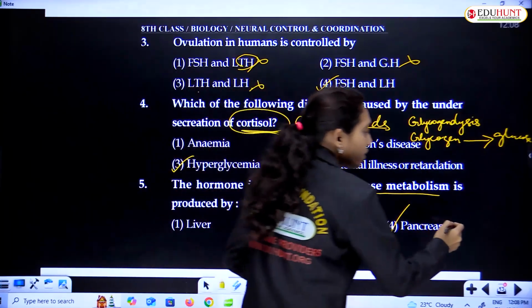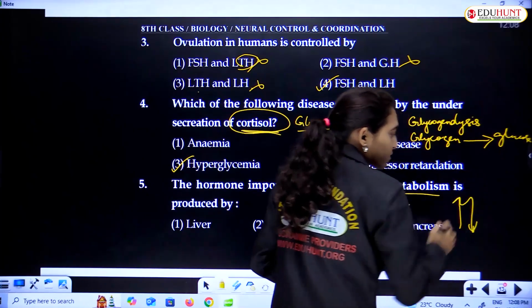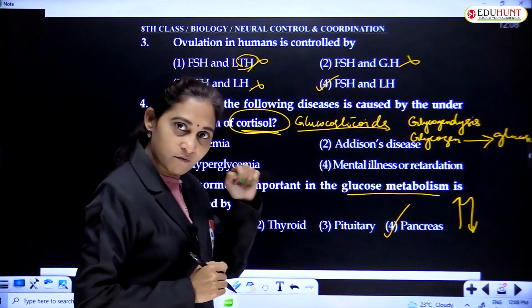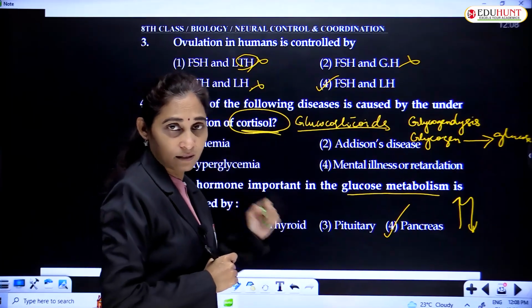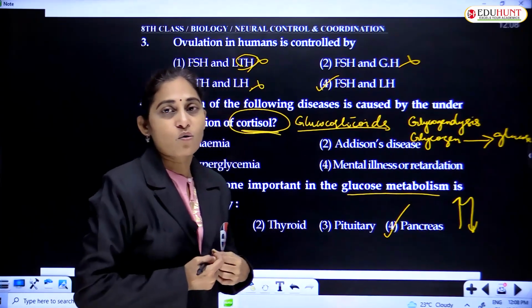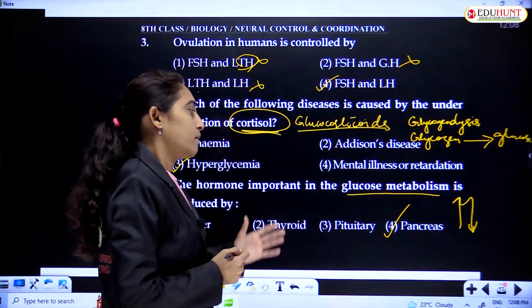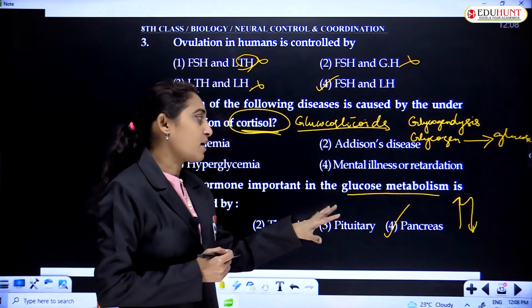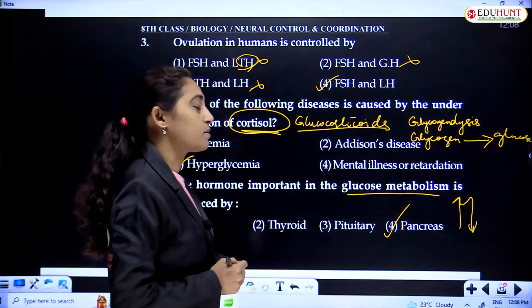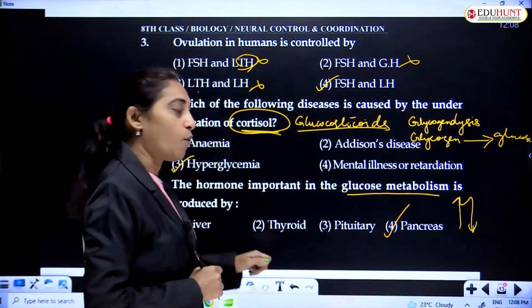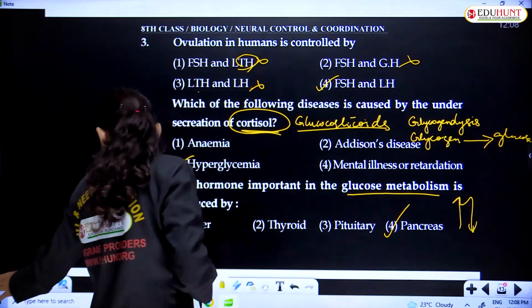Of the action of these two, one raises the glucose and the other decreases the glucose in the cell. In this way, the pancreas is responsible for regulating glucose metabolism in the body and in the blood.